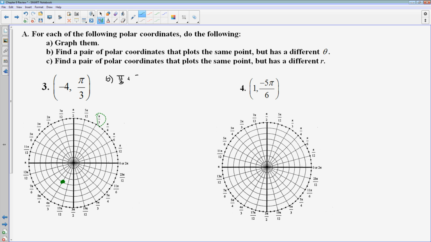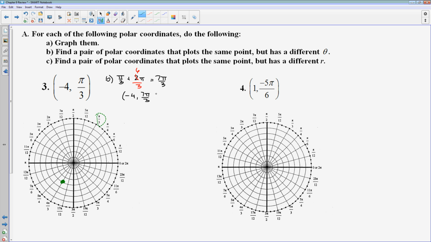So pi over 3 plus 2 pi, which is the same as 12 pi over 6. I'm sorry, no, 2 pi, if you put that over 3, that's the same as 6 pi over 3. Got to get a common denominator. And pi over 3 plus 6 pi over 3 is 7 pi over 3. So one answer would be negative 4 and the angle 7 pi over 3.